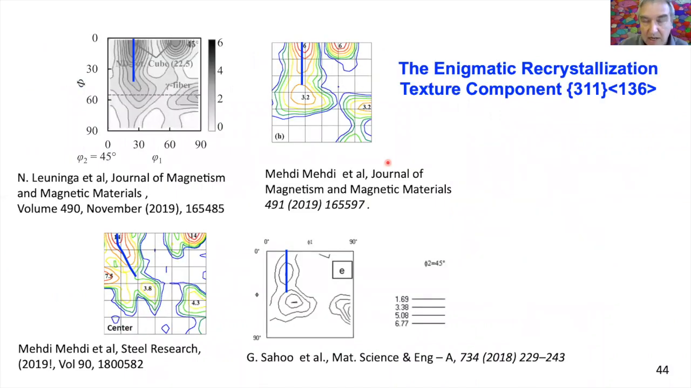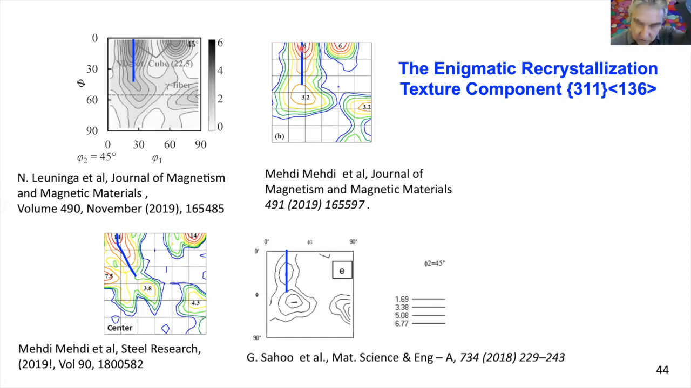And I want to end my talk with a little expansion on a problem that has been intriguing me for years, and that's the problem of what we call the enigmatic recrystallization texture component. This is a texture component that often appears during rolling and annealing of steel sheet after recrystallization. And it is a component which is on this fiber. This is in fact a specific fiber, it's not the alpha fiber.